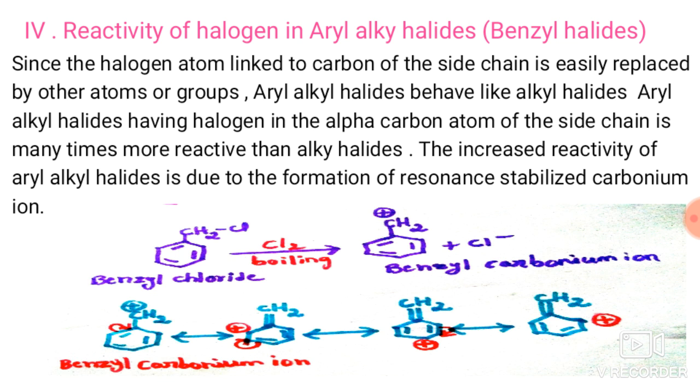Here the carbon atoms of the benzene ring carry the deficient positive charge. Here the positive charge is dispersed to ortho, para and meta positions. Here we get a number of resonance structures. These resonance structures indicate that aryl alkyl halides, that is benzyl halides, are more stable.